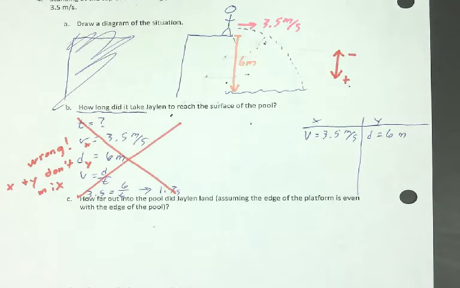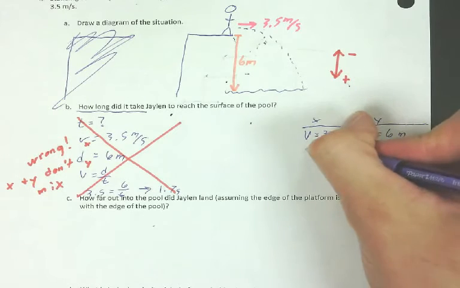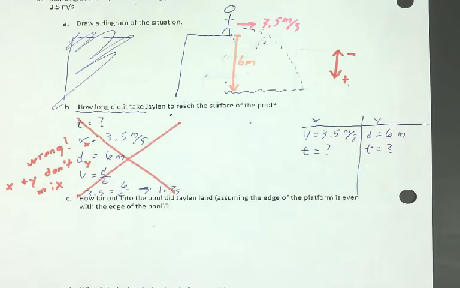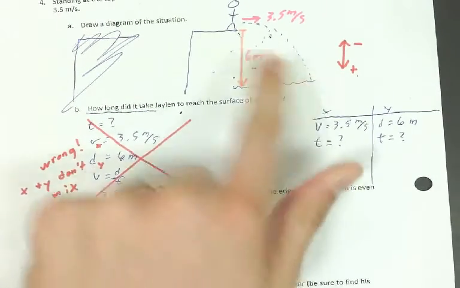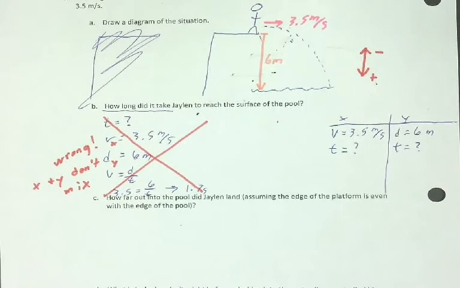Well, the reason I don't know what time is, is because time doesn't have a direction. Time is just a number. It's a scalar. So because it's just a number and it doesn't have a direction, we're just going to write t in each column. In other words, it doesn't matter what I use to solve, whether it's x or y. T is the same. And that kind of makes sense, right? It should take the same amount of time to go forward from start to finish as it takes to fall from start to finish, because the forward motion and the vertical motion, while they're independent of one another, occur at the same time. So they must have the same time.